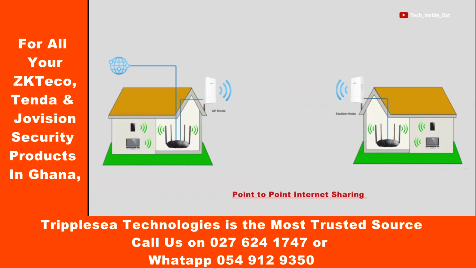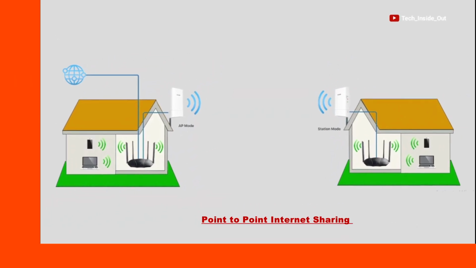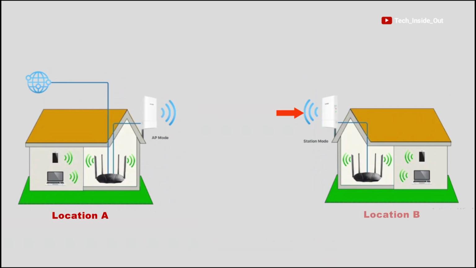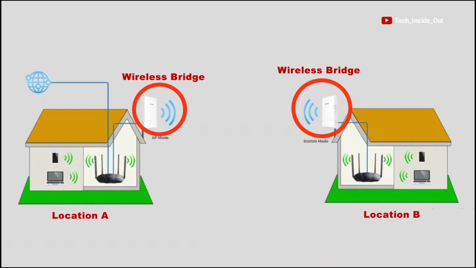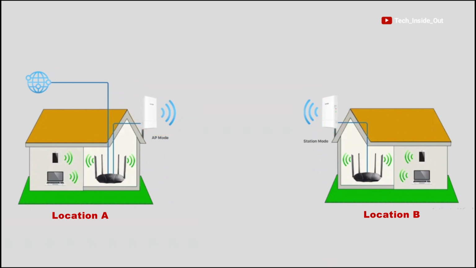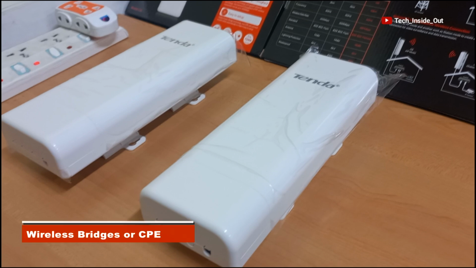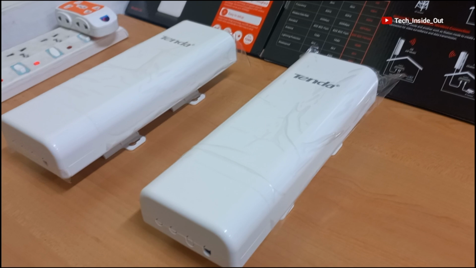Another use of a wireless link is as illustrated in this second diagram. You can send internet from a location A to another location, say location B, by the use of wireless links or bridges to distances which cables cannot cover. Here are examples of wireless bridges, or what is also called CPE, that can be used to establish the wireless links or connections that we are talking about for the transmission of information from one point to the other.